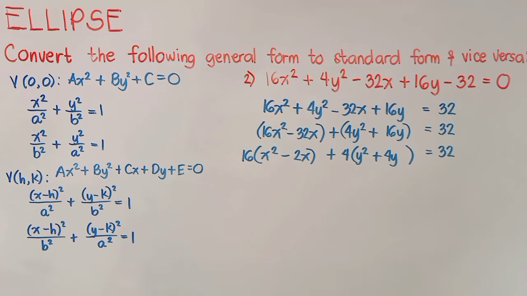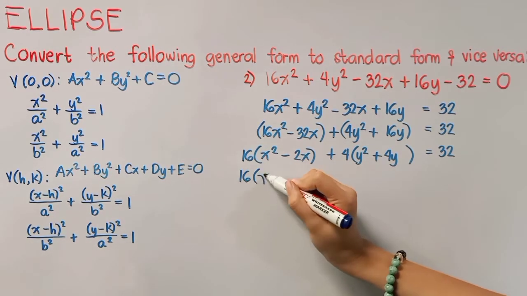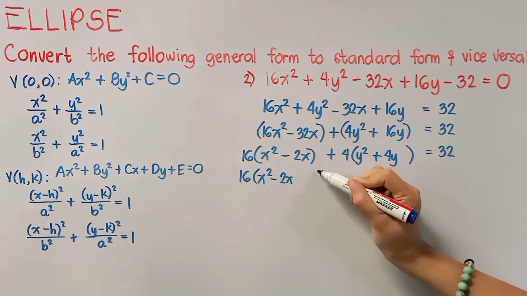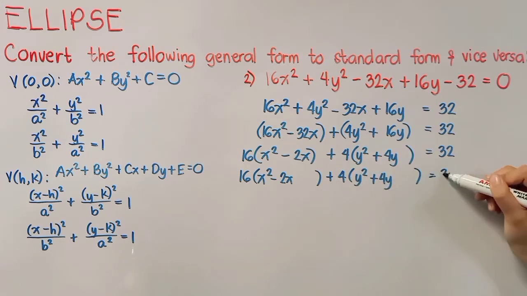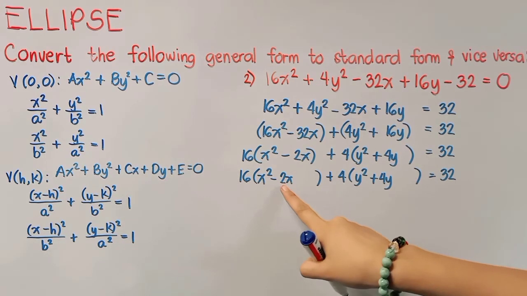Now going back to our expected answer, we should have here a binomial raised to 2. Therefore, we will be completing the square here. To do that, let us first copy this one, leaving a space for our third term. Let us first focus on our first group.